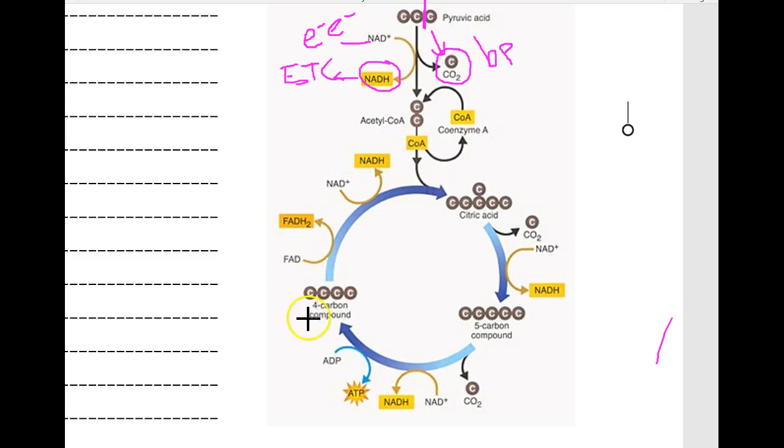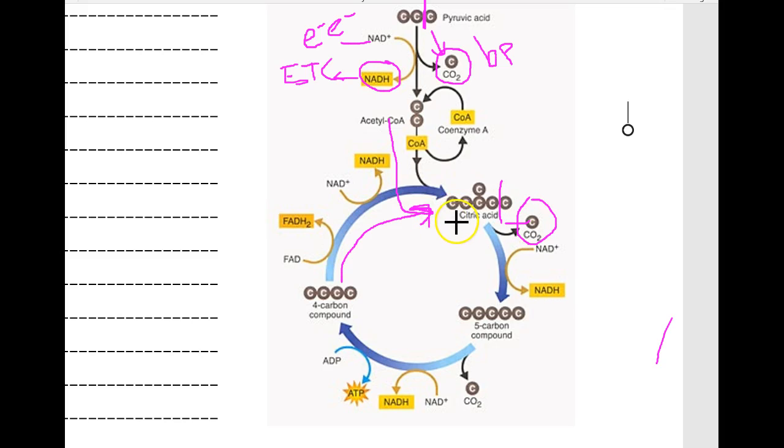So in the matrix is a 4-carbon compound. This 4-carbon compound is going to chemically join with acetyl coenzyme A to form a temporary 6-carbon compound known as citric acid. And that's one of the reasons why this is also referred to as the citric acid cycle. So citric acid in the matrix is unstable. One of these carbons is going to break away, and it's going to take with it oxygen. So we're going to get another carbon dioxide as a byproduct.